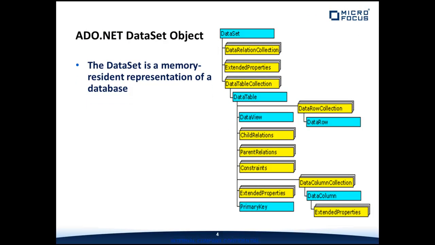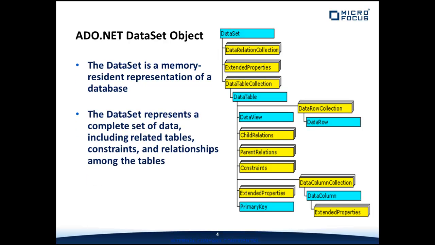The DataSet object is a memory-resident representation of a database. It represents a complete set of data, including related tables, constraints, and relationships among these tables. Datasets can be created and populated directly by calling methods in the DataSet objects, or they can be filled from the content of database tables on disk using other classes such as the DataAdapter class.